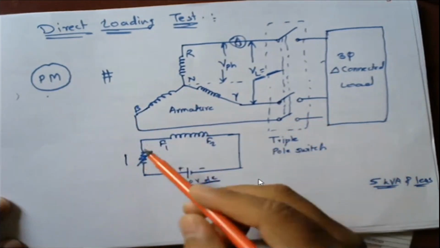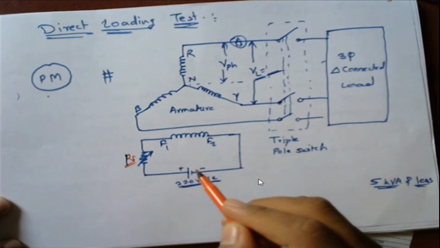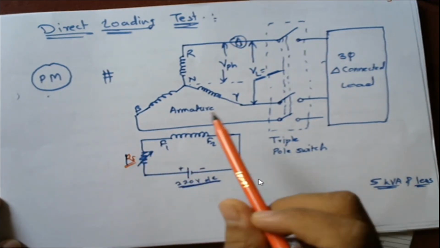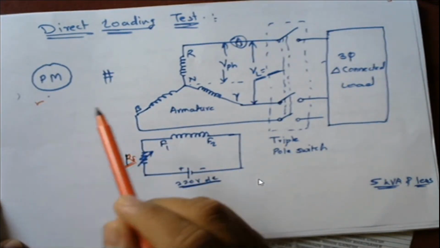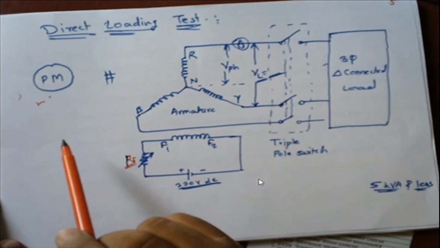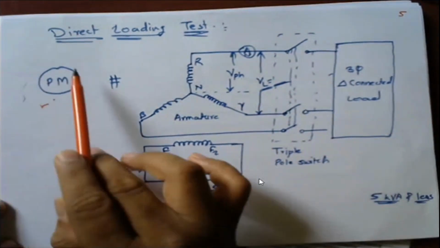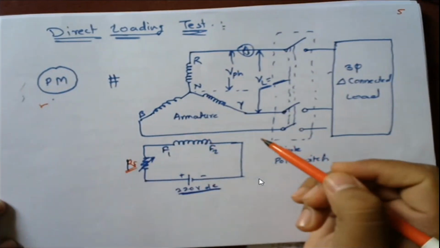the field rheostat, let us say RF, which is kept at a high value initially to maintain the field excitation at 0. Then we will start the prime mover. It may be an induction motor or a DC motor. In our case, it is a three-phase induction motor. By using an auto transformer starter, we can start this three-phase induction motor. So it will rotate the field winding.